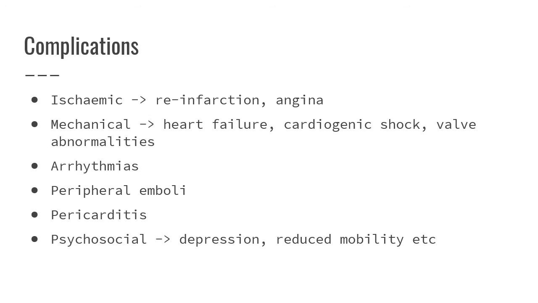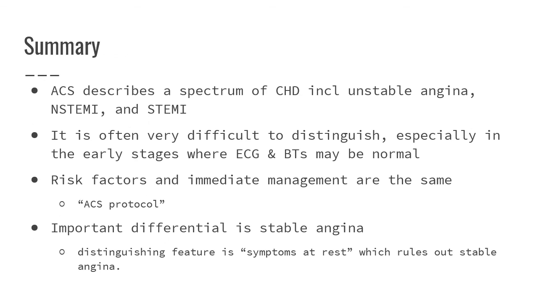So some of the complications from ACS often depends on which area of the myocardium is affected and also how much ischemia there has been and how quickly it was treated. But some of the main risks are reinfarction, angina, heart failure, cardiogenic shock or valve abnormalities, ongoing arrhythmias, peripheral emboli, pericarditis, and importantly the psychosocial effects. So there's a greater risk of depression, reduced mobility, and also sort of general social impacts.